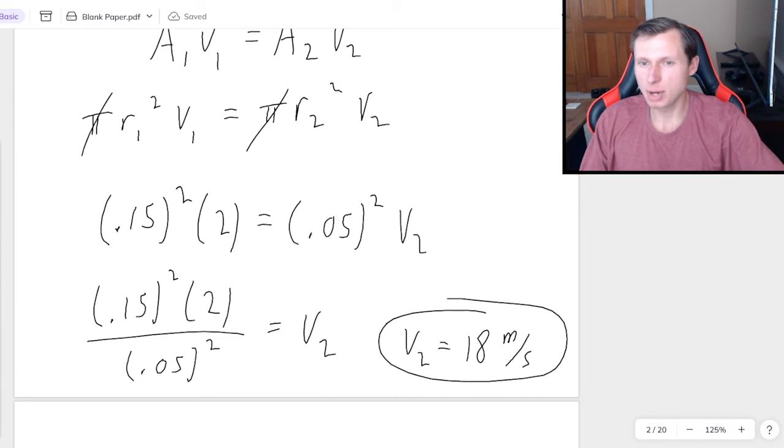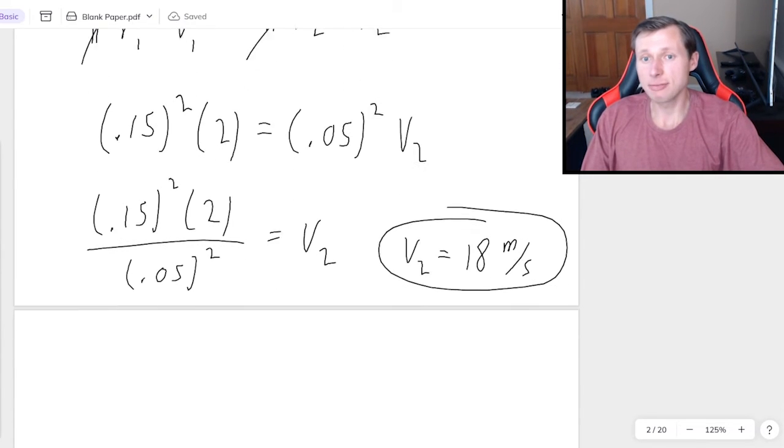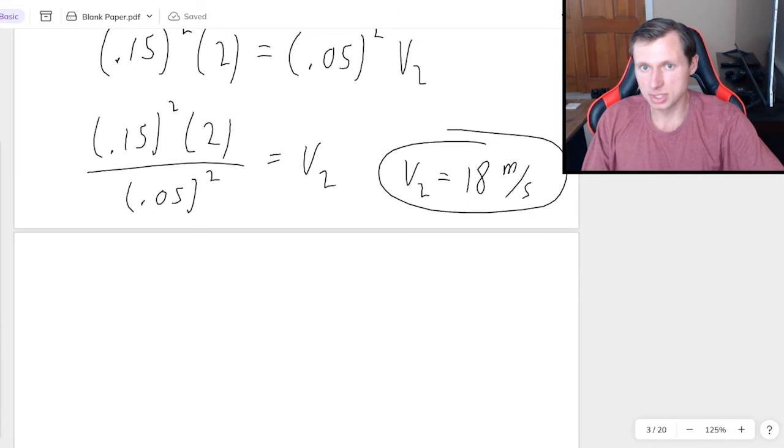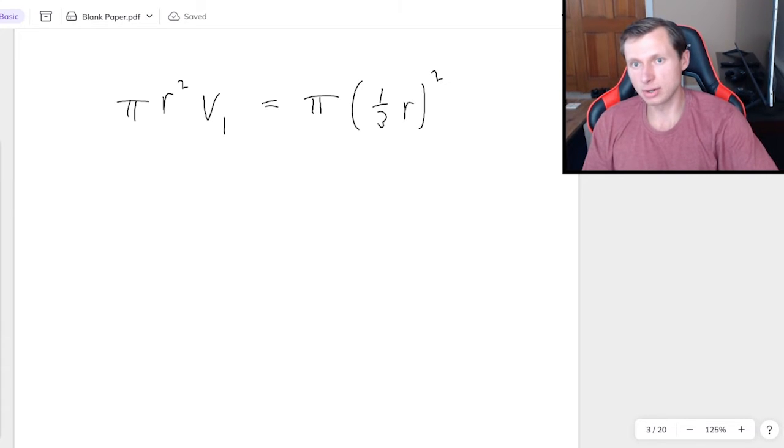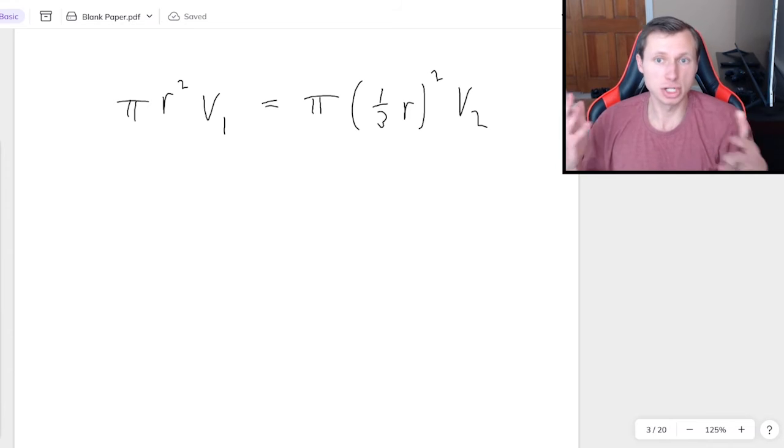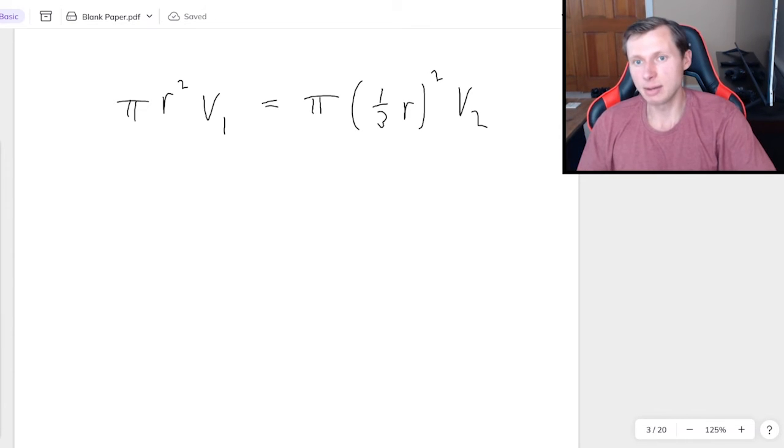One more thing about this problem before we go to the next one. If I just use generic variables, here's what I mean. This was pi r squared V1 equals pi 1/3 r squared V2. Sometimes you have generic variables like this, right? And I'm saying 1/3 the radius because that's what it was.